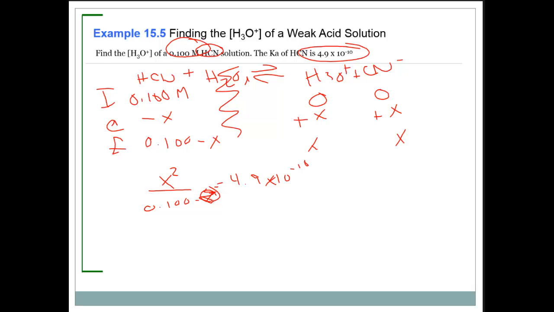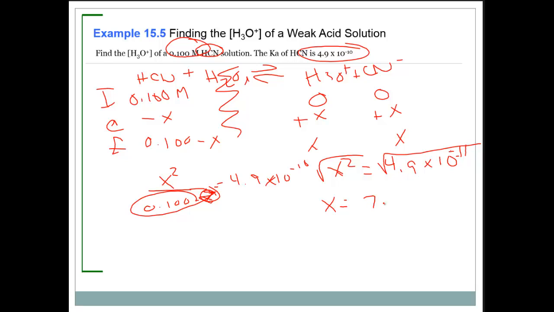The first thing I want to do is get rid of the 0.1, so I'm going to multiply it across. That comes out to be X squared is equal to 4.9 times 10 to the negative 11. To get rid of that squared, I'm going to take the square root on both sides. That gives me X is then equal to 7.0 times 10 to the negative 6.